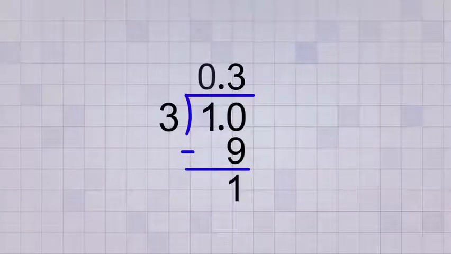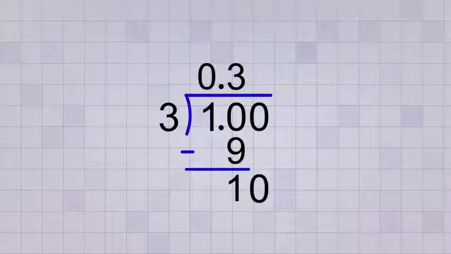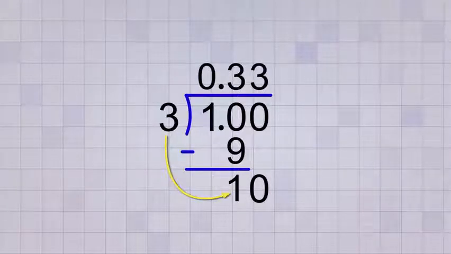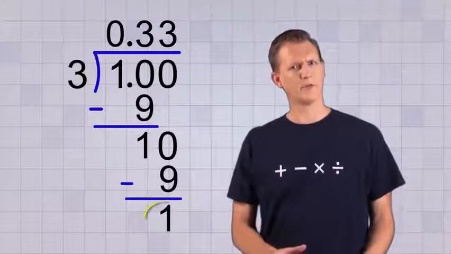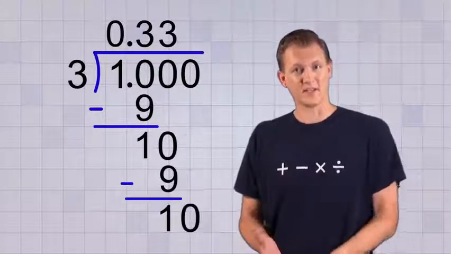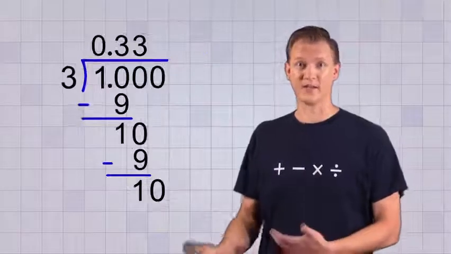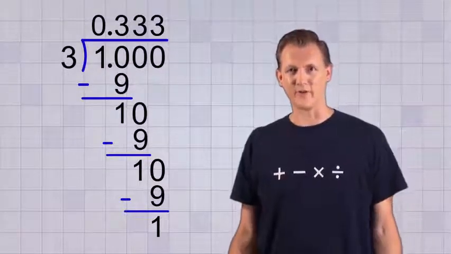Just like before, we don't want a remainder, so let's use another 0 so we can keep on dividing. And that gives us 10 divided by 3 again. Well, we know that 3 goes into 10 3 times and leaves a remainder of 1. Still a remainder of 1. Well, it looks like we're going to need another 0. But that's just going to give us 10 divided by 3 again, which is going to give us another remainder of 1. This looks like it might keep on going forever.